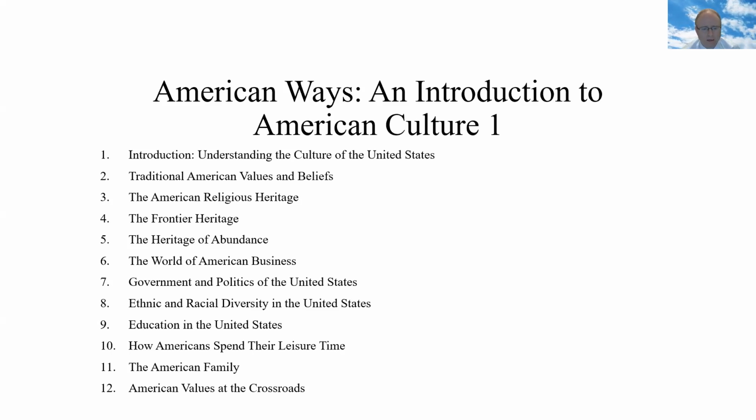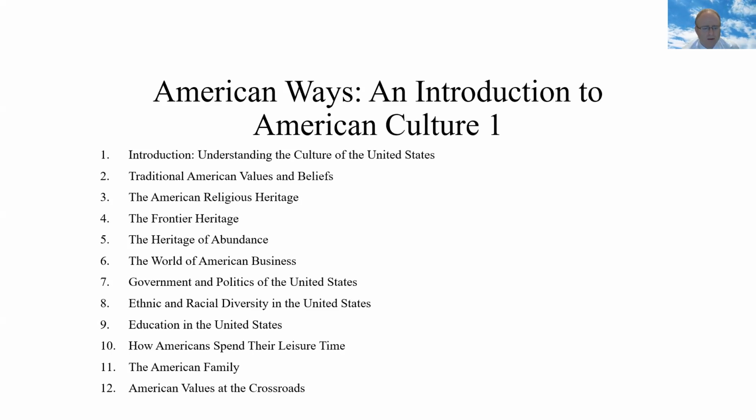In chapter 5, we'll look at the heritage of abundance, basically how the land of plenty has provided so many things for the American people and how that has influenced American culture. In chapter 6, we'll look at the world of American business. In chapter 7, we'll examine government and politics of the United States. And in chapter 8, we'll survey ethnic and racial diversity in the United States.